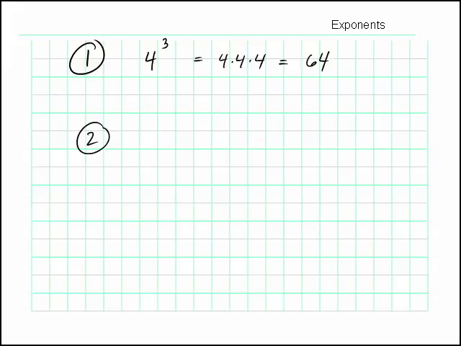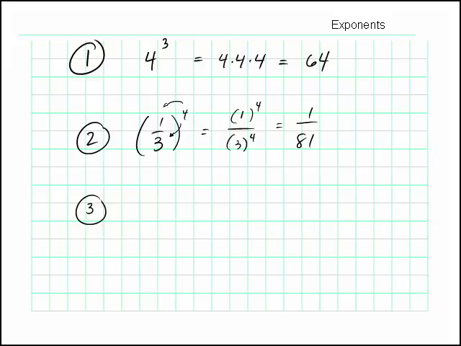Number 2, 1/3 to the 4th power. That means 1/3 times 1/3 times 1/3 times 1/3. However, an easier way to do it is distribute that little exponent there to the numerator and the denominator. So this is 1 to the 4th power over 3 to the 4th power. And that is 1 over 3 to the 4th power is 81. All right, answer is 1 over 81.